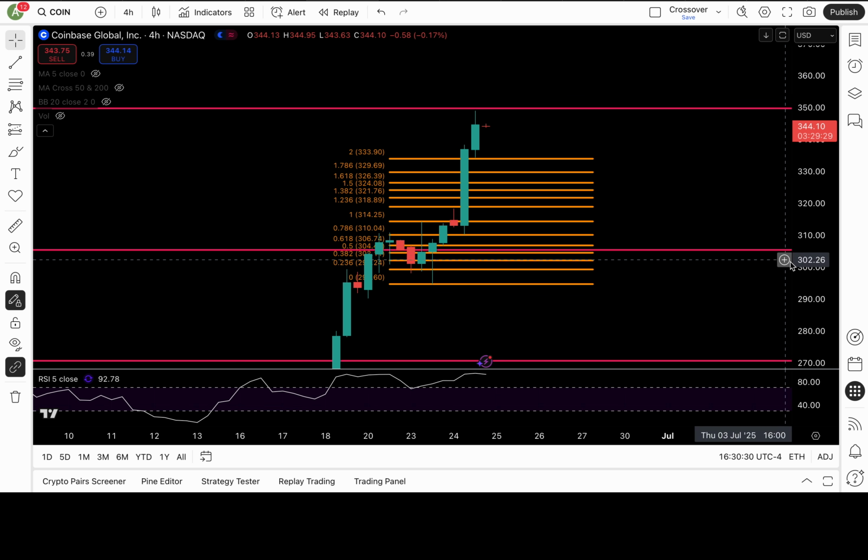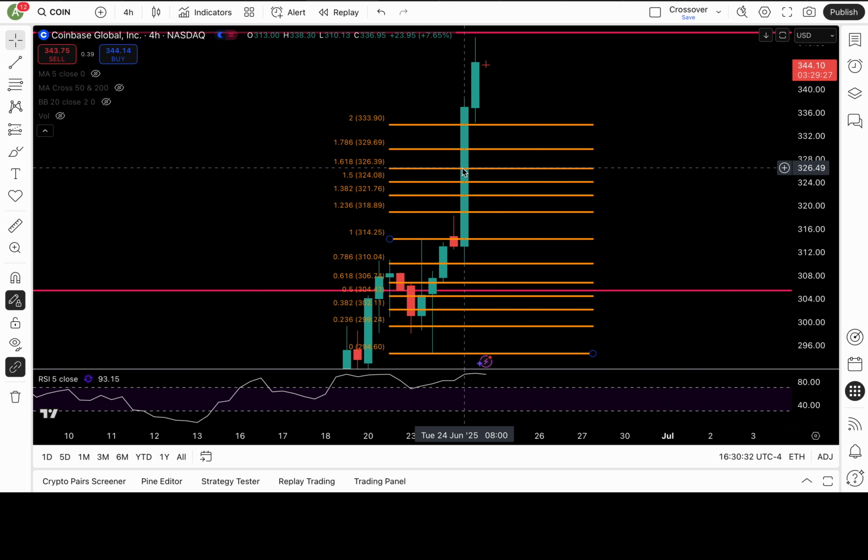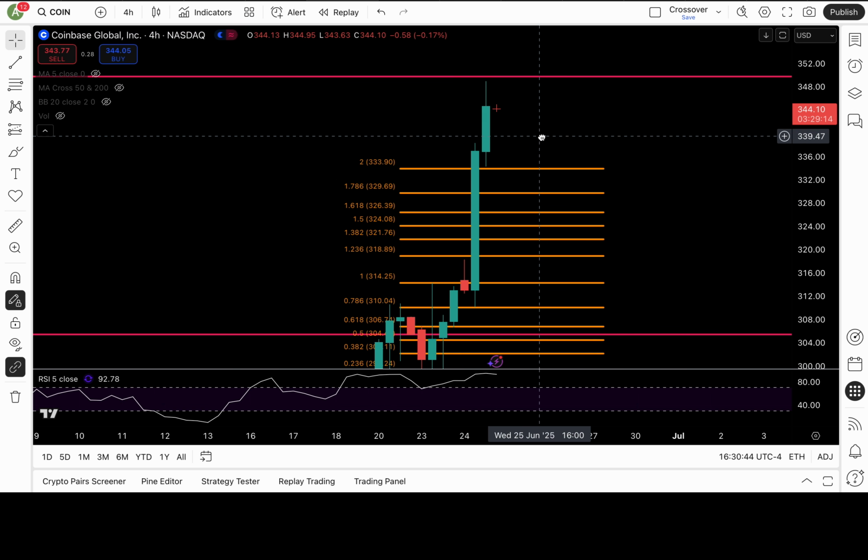Here is Coin. Look at this candle. That's amazing. You see this candle right here from June 24th. The low was 310, the high was 338.3. Isn't that incredible? And then the next day, it showed a bit more follow through, bouncing up a bit higher.